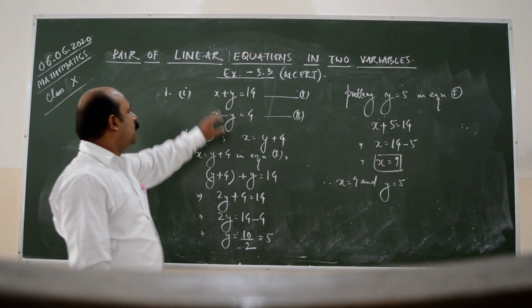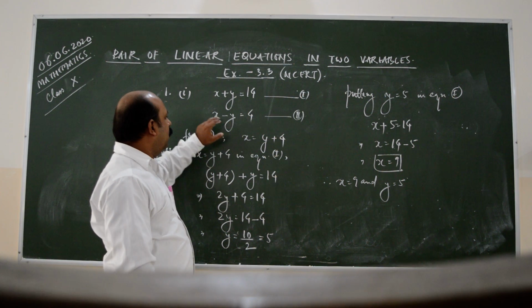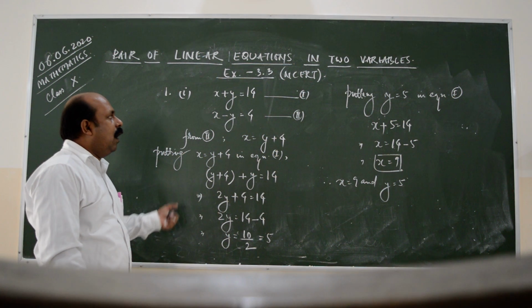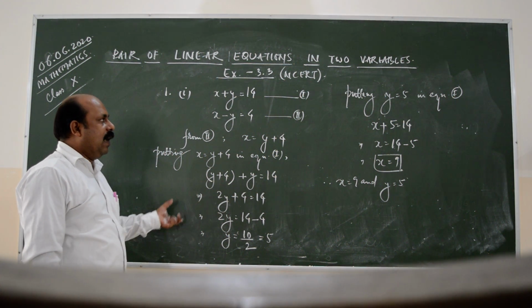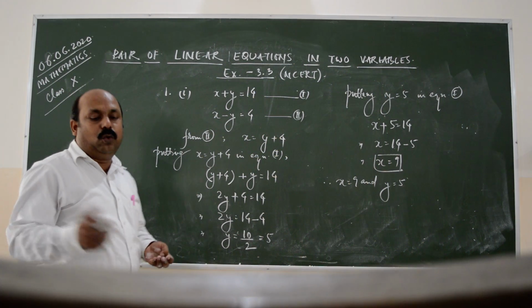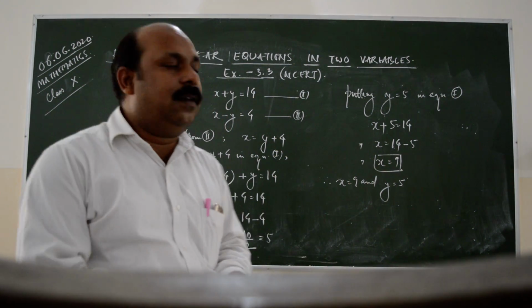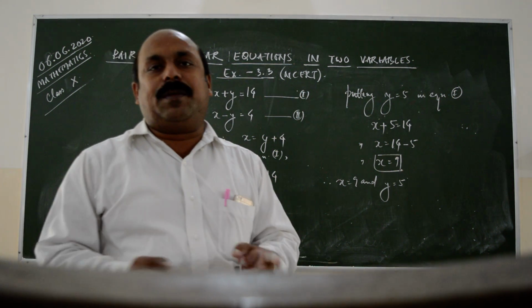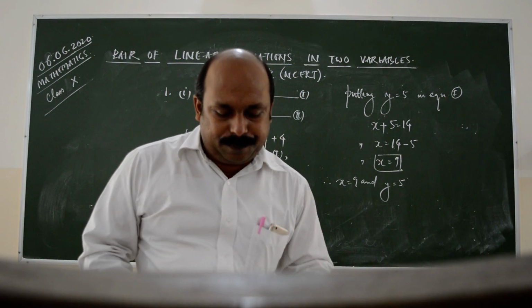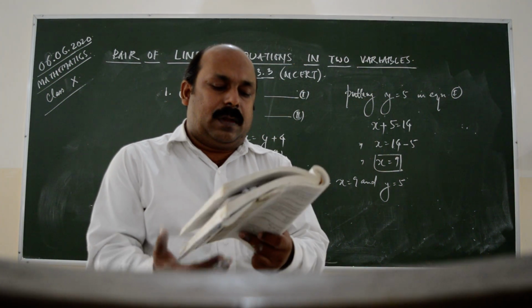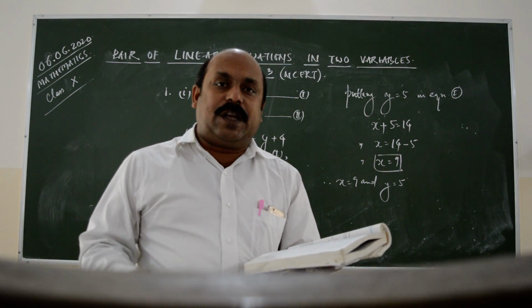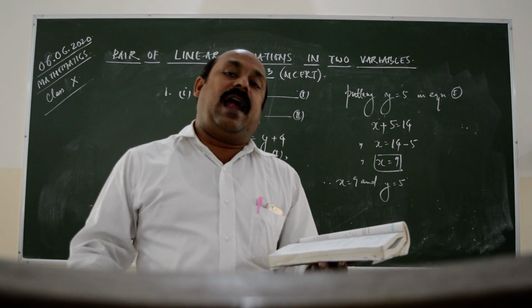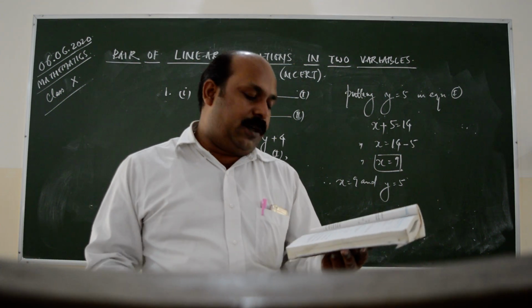We can check the values. 9 plus 5 is 14, 9 minus 5 is 4. So this method of solving a pair of linear equations is known as the substitution method. Two types of questions are given in this exercise. In the first type, you directly get the equations. You have to use the substitution method to find the values of x and y. In the second type, some real life situation is given. Reading the conditions, you have to frame the equations first and then solve them using the substitution method.